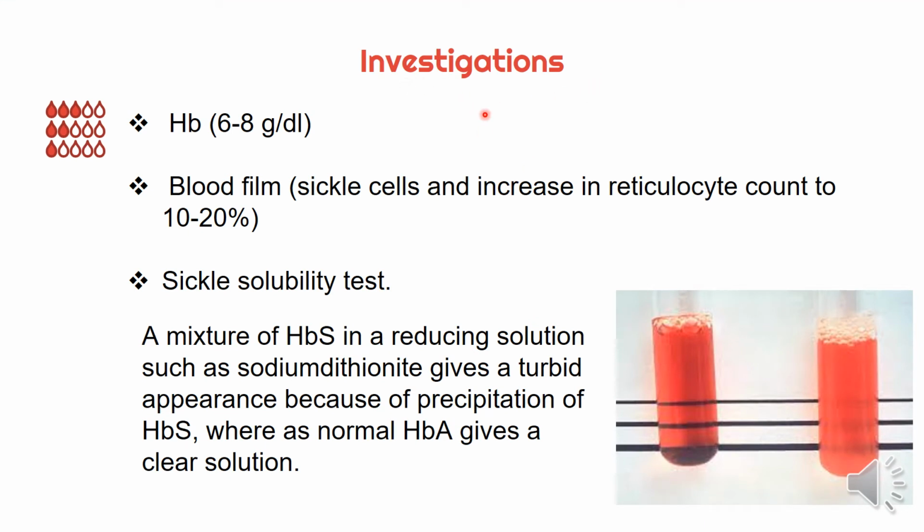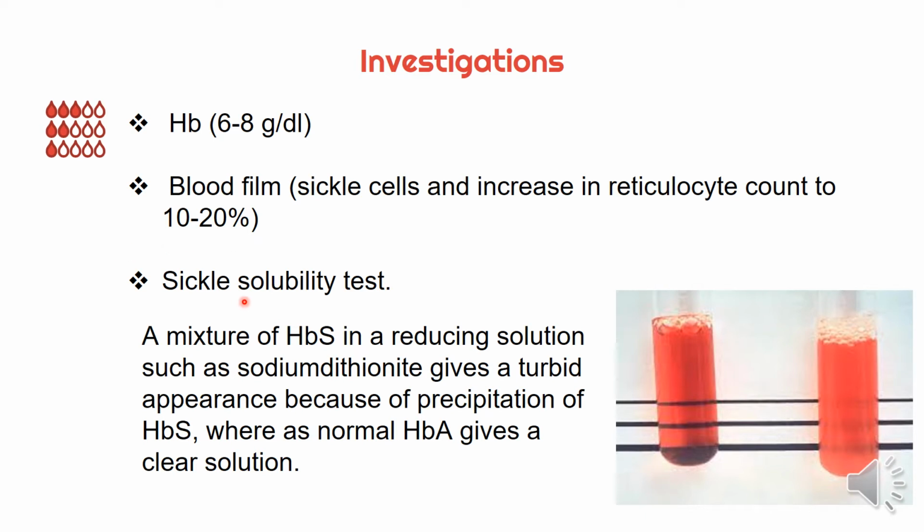Investigations of a patient with sickle cell disease. We do an Hb test for those patients, and they will be anemic. The Hb is usually from 6 to 8 grams per deciliter. And also we do a blood film. In the blood film, we see sickle cells, and there is an increase in reticulocyte count to 10 to 20%.